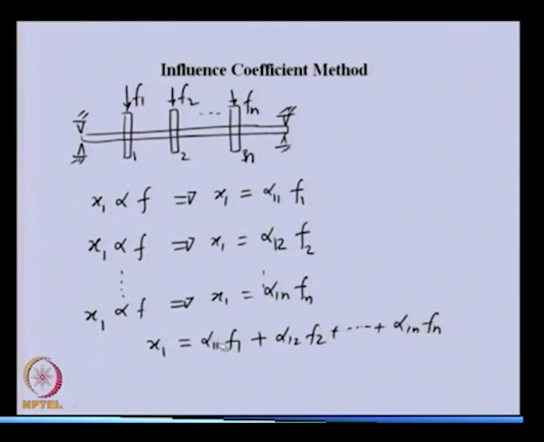Now, the same concept we can extend for obtaining the displacement at disc 2. If we want the displacement at disc 2, we can write this as alpha 2 1 F1 plus alpha 2 2 F2 and so on, alpha 2 n Fn. These constants are now different, they are not the same as the previous ones.